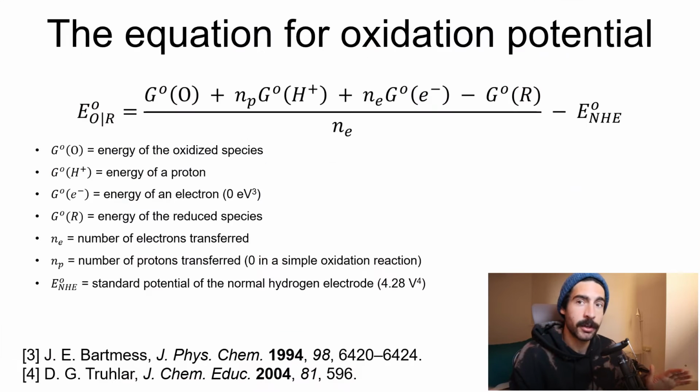So if we look at this equation a little bit deeper, we can see that our oxidation potential is determined by the energy of the oxidized form of the species, the energy of the reduced form of the species, the number of protons times the energy of the proton, and the number of electrons times the energy of the electron.